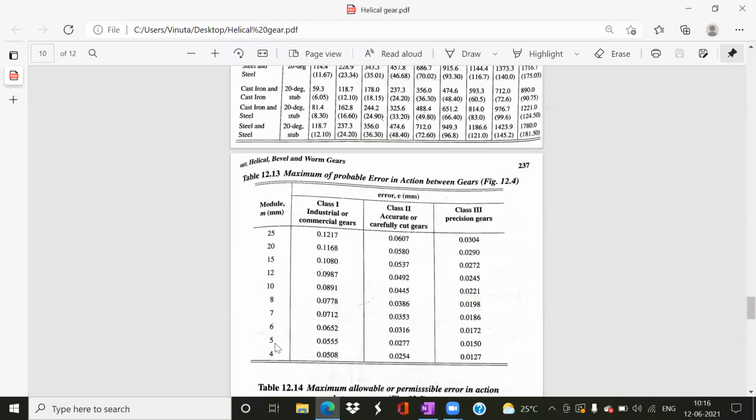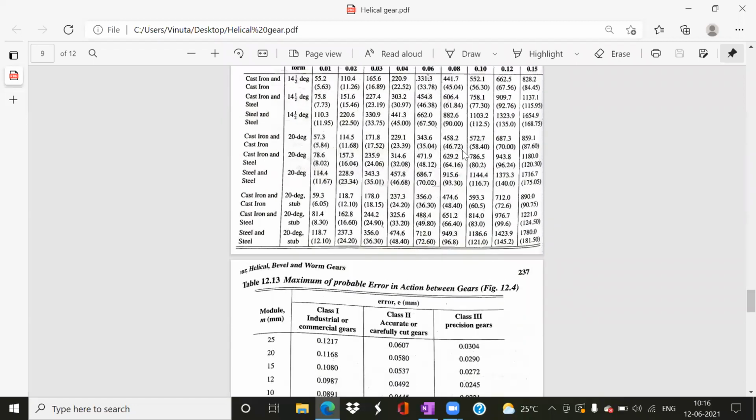How much module did you obtain? 5. In table number 12.3, the module obtained is 5. In this, they have not given which type of gear it is, so I will assume it as class 2. For class 2 gear, the error obtained is 0.0277. From table number 12.13, I have obtained the error E. From this only, you need to substitute here.